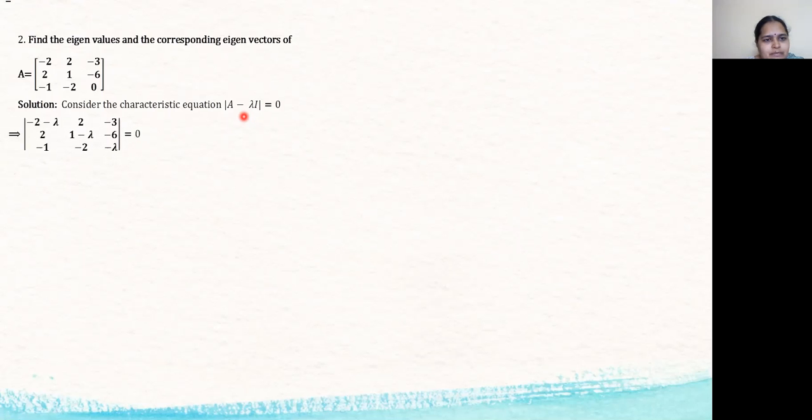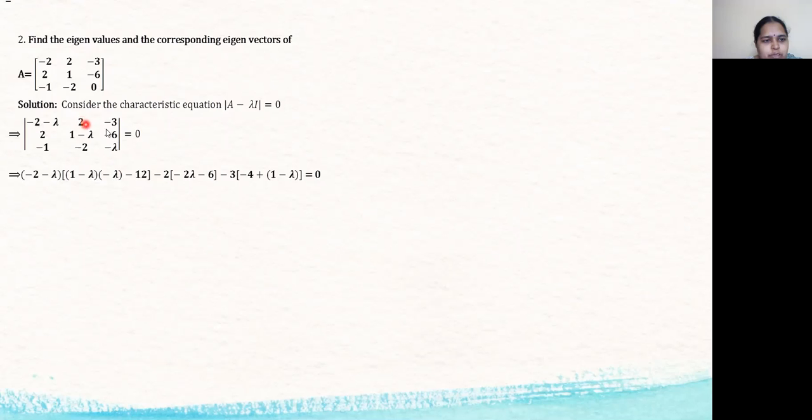In the last video we discussed how to write the A minus lambda I matrix and its determinant. The changes will be only in the diagonal places, the remaining elements remain the same. So the diagonal becomes minus 2 minus lambda, 1 minus lambda, 0 minus lambda. Now we will write the determinant. First take the minus 2 minus lambda into the cross multiplication of these two elements: 1 minus lambda into minus lambda, minus 2 into minus 6 gives us plus 12.